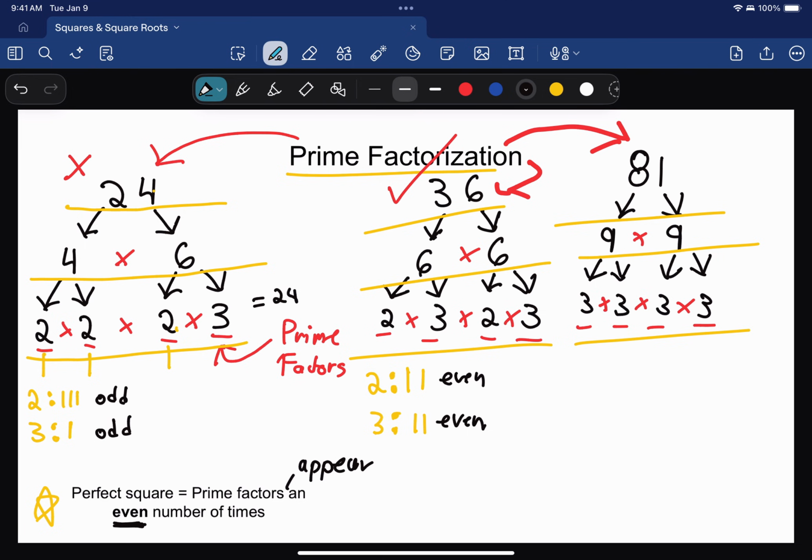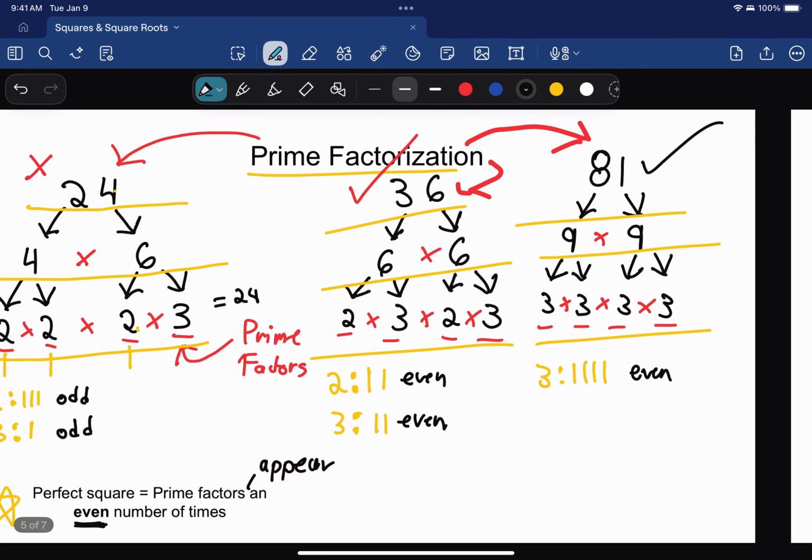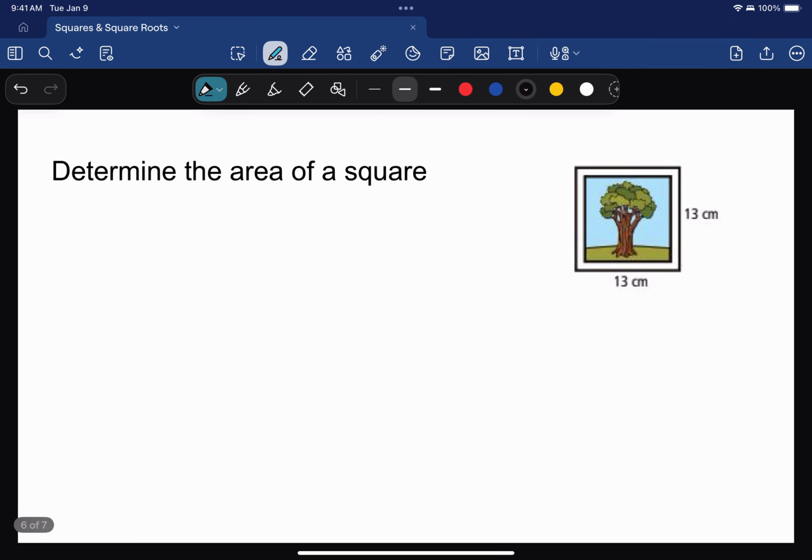So let's check out 81. We can see already we have 3, 3, 3, 3, four threes, which is once again even. So congratulations, 81 is also a perfect square. So that is a little trick you can use to figure out the perfect square with prime factorization, if you want to use this method to find perfect squares.